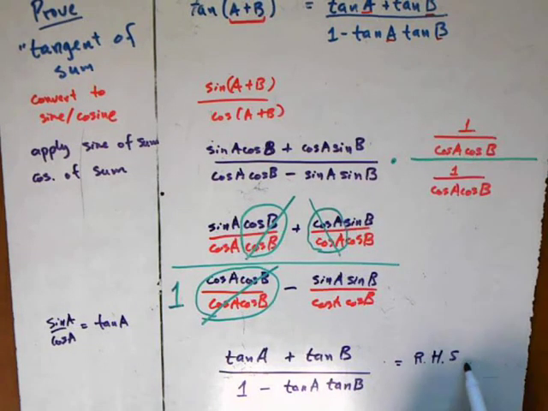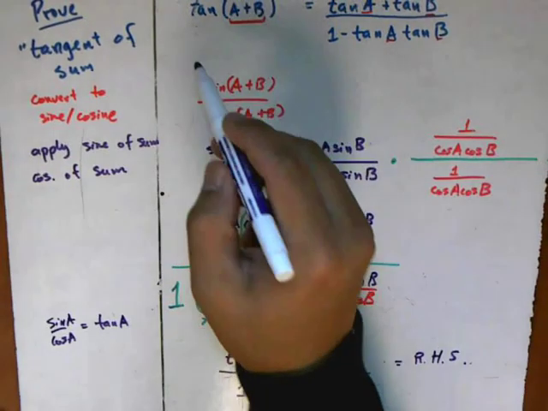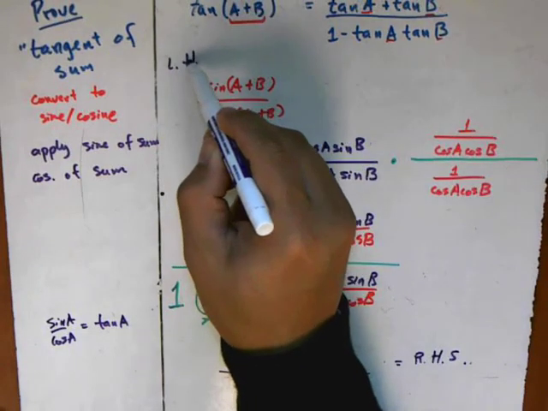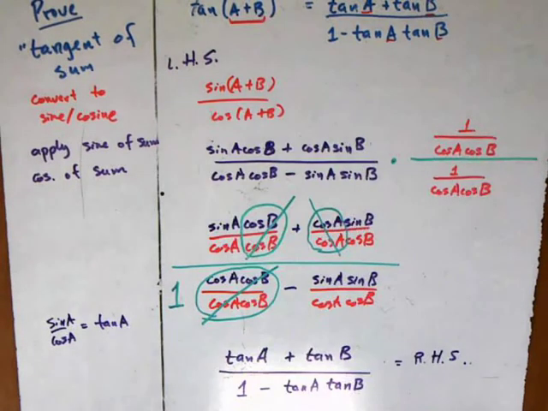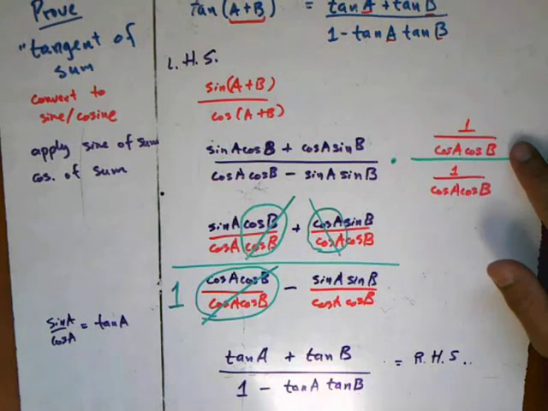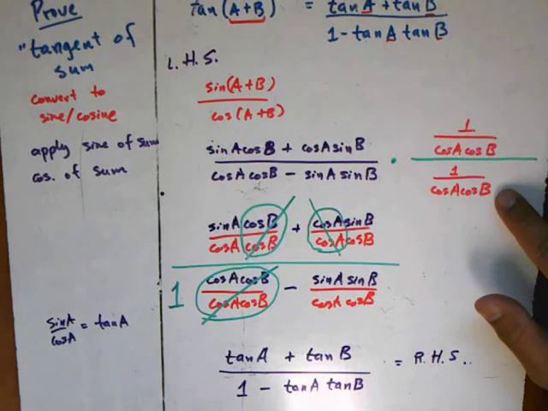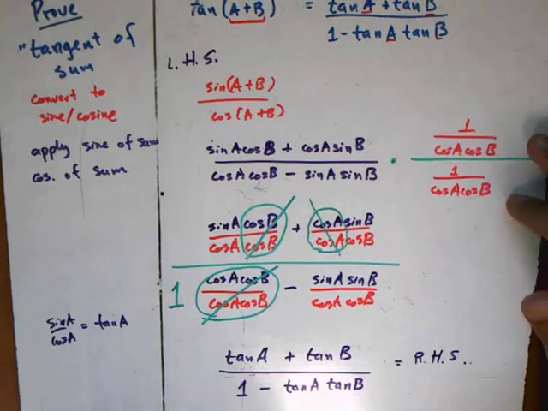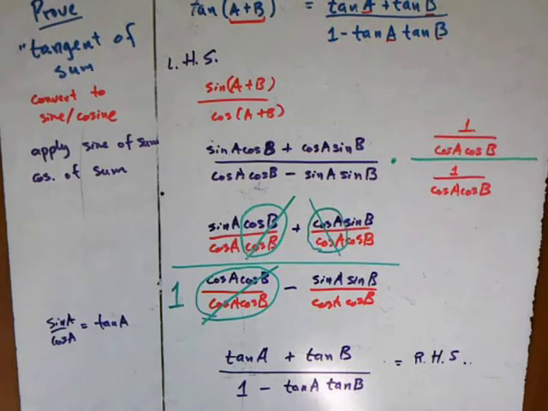Let me be a little bit more clear. This is the left-hand side that we're starting with at the top. And when we finish, we get the right-hand side. So the proof is complete. And once again, you can see that the trickiest part is where you have to multiply by cos A cos B on top and cos A cos B down here. If you get to this point, the rest of it is just simplifying.